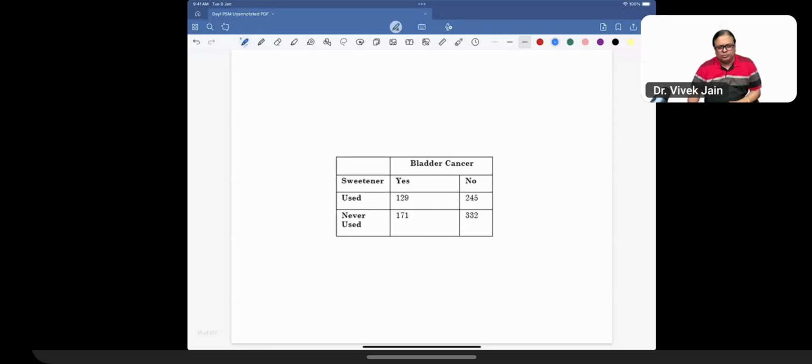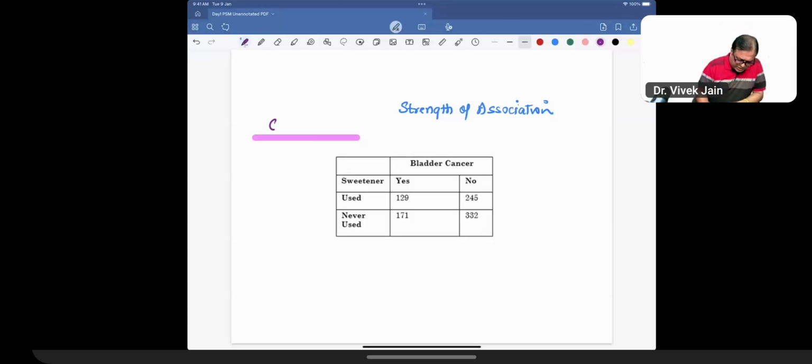Now friends, besides asking the formula, they can directly ask you to calculate. All of you have mobiles in your hands. Can you calculate the strength of association in this study design? First, you tell me, is it a cohort study or a case control study, by looking at the table only? This is a case control study. Why are you saying that? Because you can see this is history.